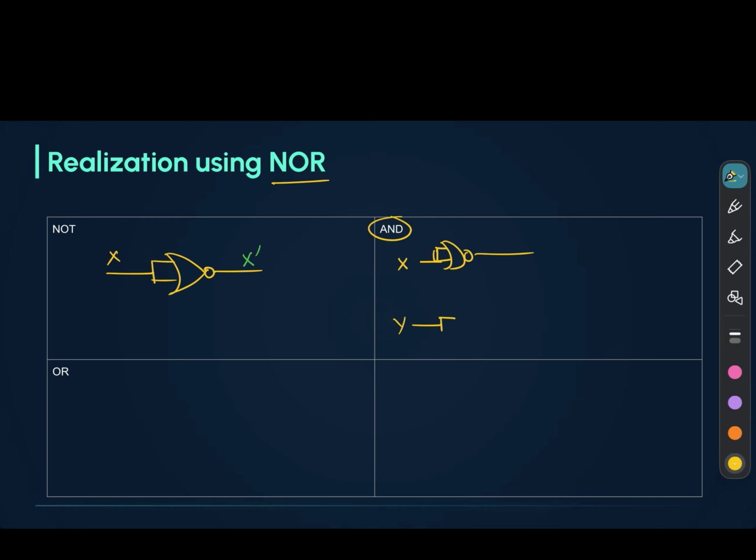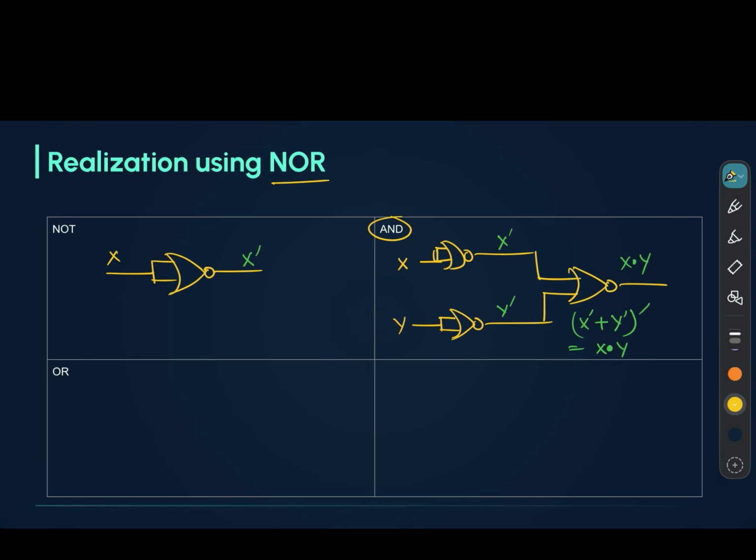Similarly, take your input y, you NOT it again, right? So over here you get x bar and y bar, and then what you do to them is you pass both of those through a NOR gate, right? And so what happens here is x bar plus y bar, the whole complement, simplifies as x and y, and here you get x and y.